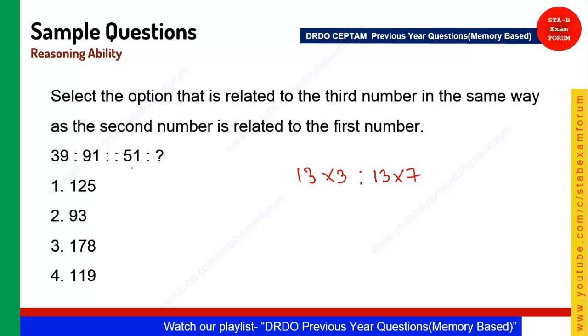So let's go with the next, 14, 15, 16, 17. Yes, with 17, if we multiply by 3, we get 51. In a similar way, if we multiply 17 with 7, what do we get? 17 into 7 is 119. Okay, and option number 4 is there. So option 4 is the correct answer. Shall we move to the next question?